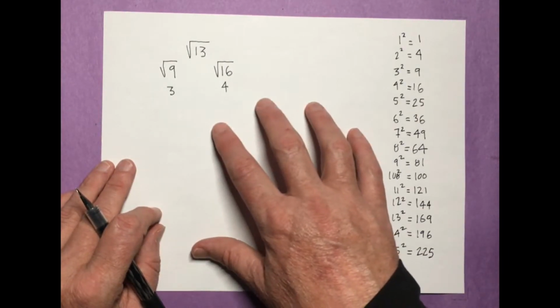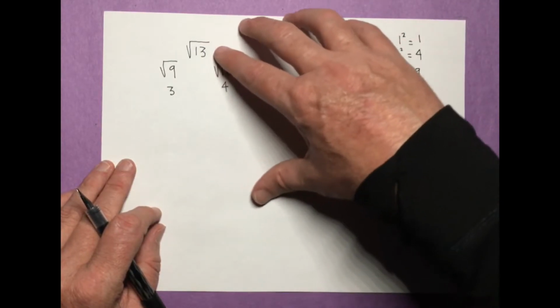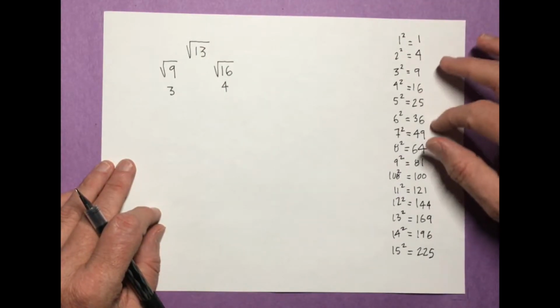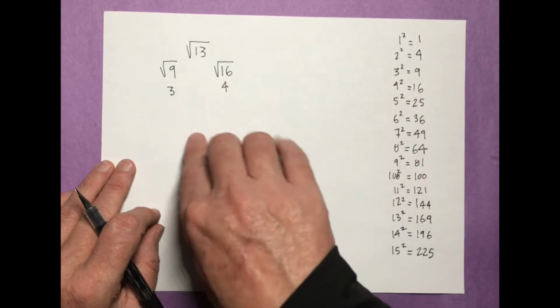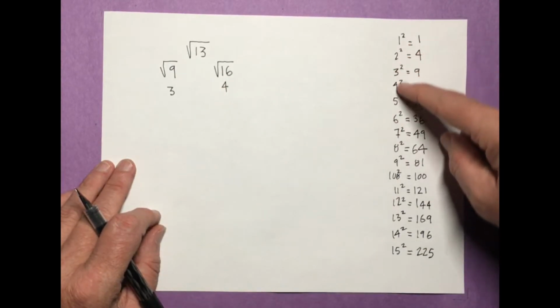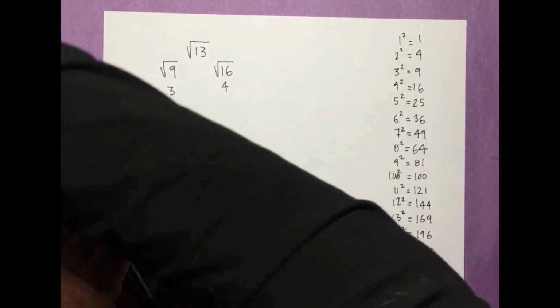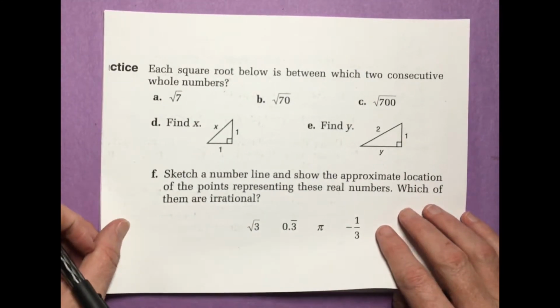So that's the plan here. We're just going to find out where the square root in question lies between two perfect squares over here, and then figure out what those two whole number answers would be. So going back to the problem set, square root of 7.